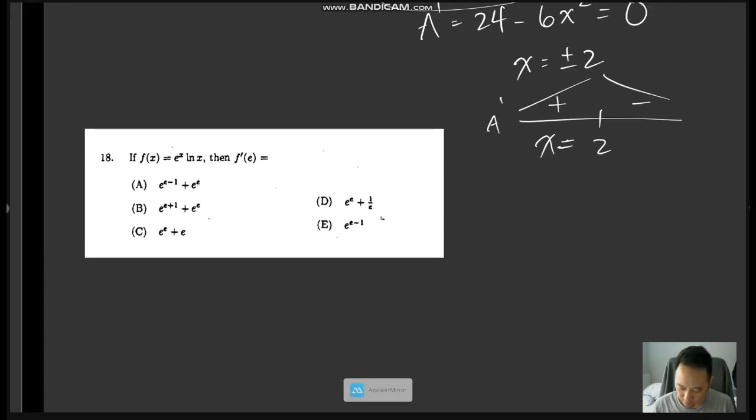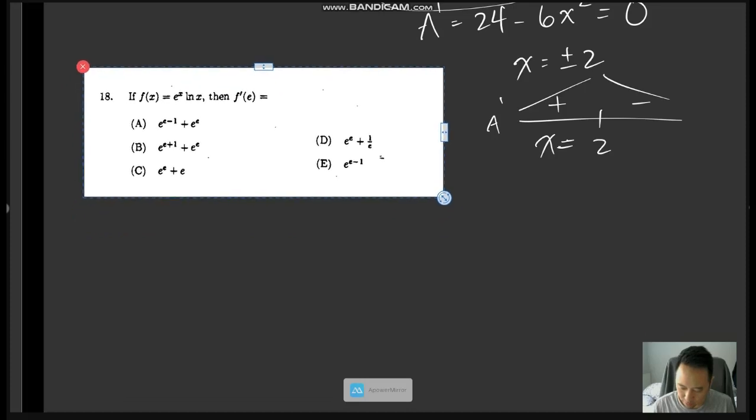Okay, moving on to number 18. Let me get some space here. I'm going to move this up just a bit. All right, so f of x equals e to the x times natural log of x. What is f prime of e?